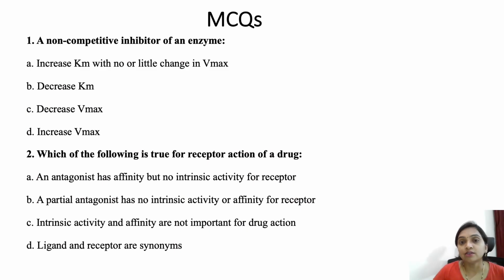Hope you understood this antagonism chapter. So these are a few MCQs which are commonly asked. A non-competitive inhibitor of an enzyme will do what? It will increase Km, or it will decrease Km, or it will decrease maximum response, or it will increase Vmax. So what will it do? You have to read back all the chapters and answer as mentioned in the next slide.